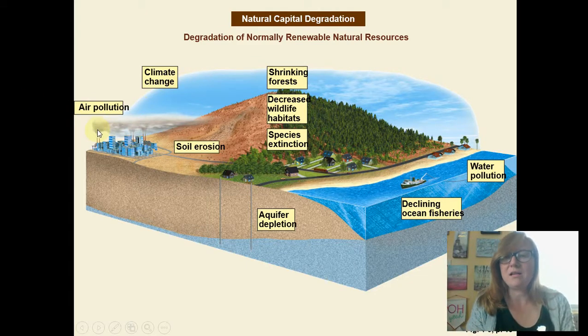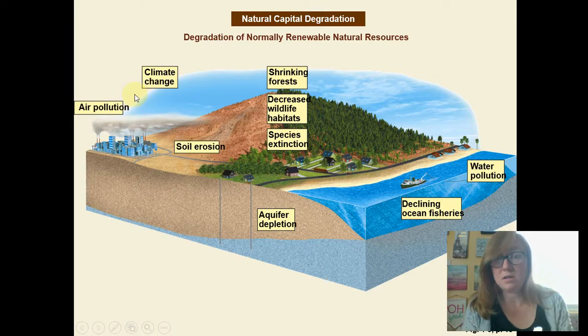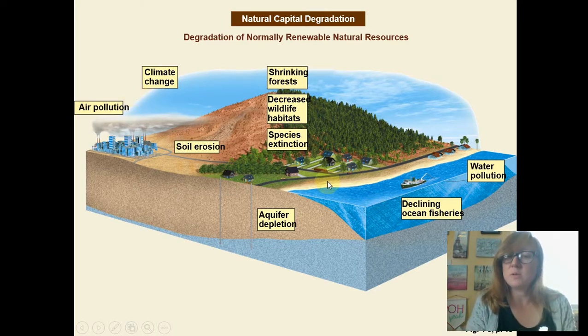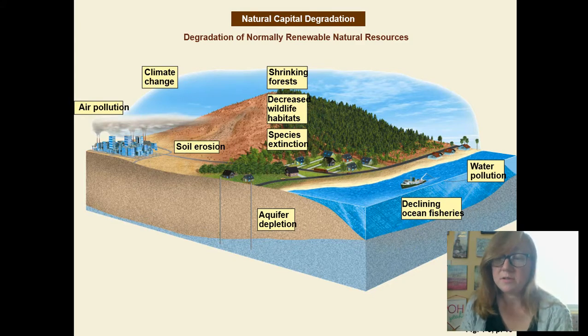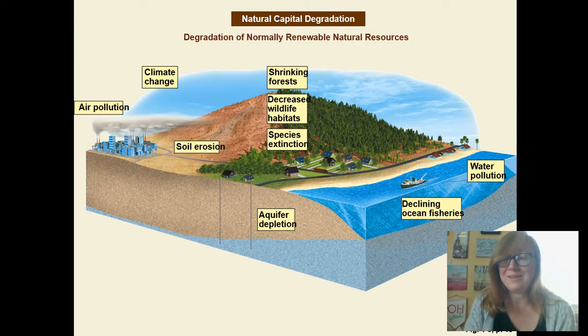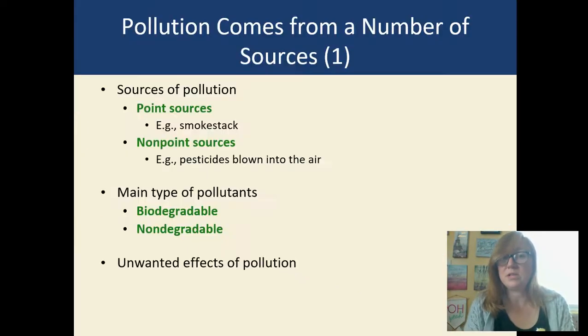We're polluting the air, and that's causing climate change. Other things are causing climate change too, because more people need water. We're depleting our aquifers. We have to make deeper and deeper wells. Fisheries go out into the ocean and have to go deeper and deeper to find fish, or they're finding fewer and fewer fish because we're fishing too much. We're causing water pollution by oil spills, by nets that break and go into the ocean, and plastics. Those are some examples of natural capital degradation.